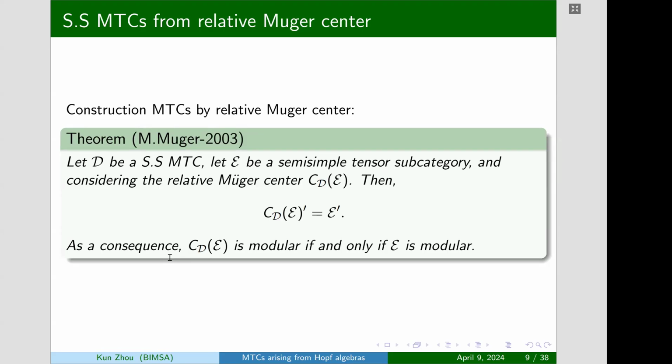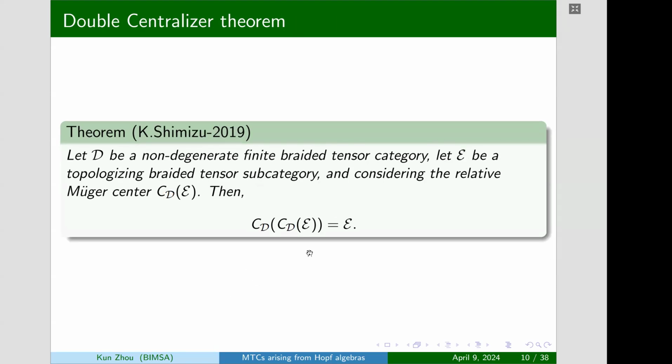But what about non-semisimple modular tensor categories? In 2019, Shimizu generalized the double centralizer theorem to non-semisimple cases as follows: let D be a non-degenerate finite braided tensor category. Let E be a topologizing braided tensor subcategory. And considering the relative centralizer C_D(E), then the relative centralizer of C_D(E) is just E itself.